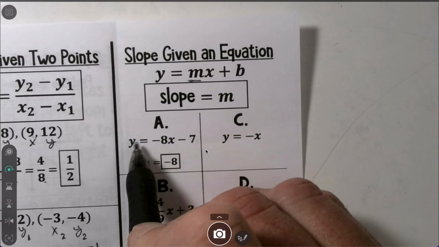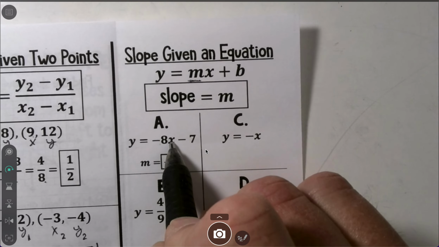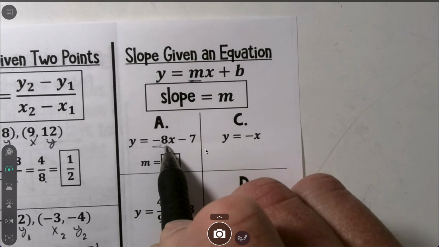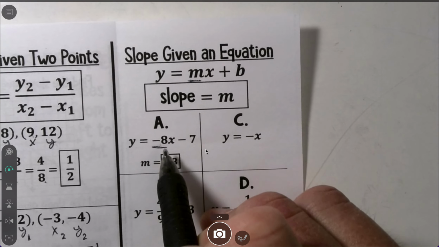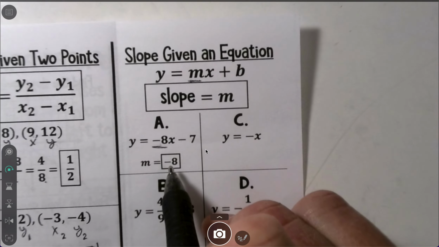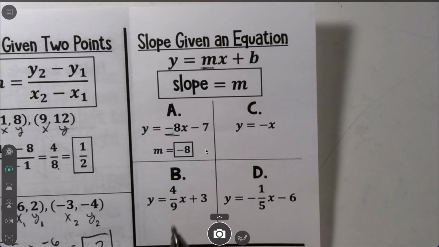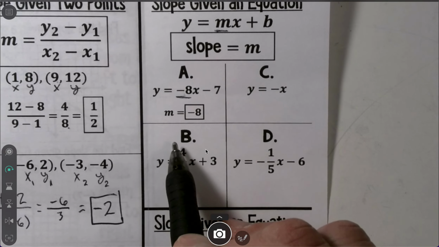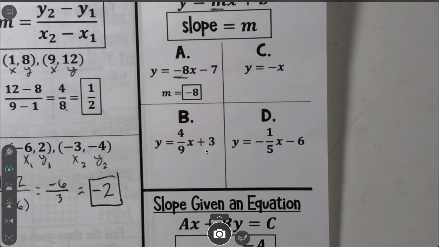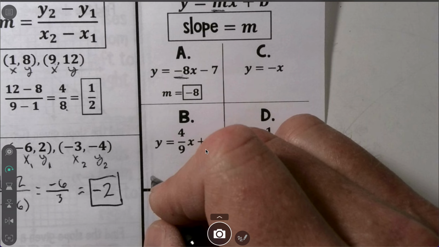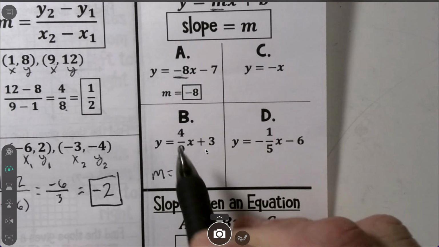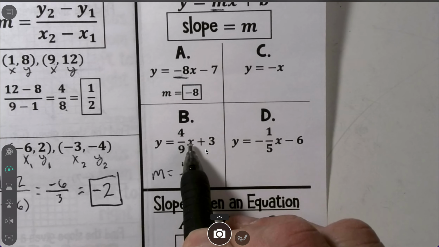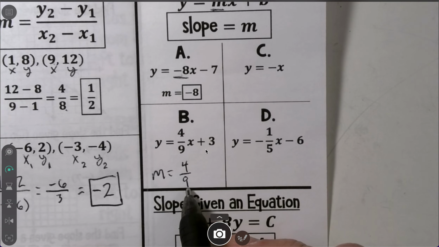All right, so they give you an example here, y equals negative 8x minus 7. Well, that number is where the letter m is in the equation, so the m is negative 8. All right, look at b. So what number is in the spot where my m goes? 4 over 9. That's where the m goes. It's in front of the x. So 4 over 9 is my slope.